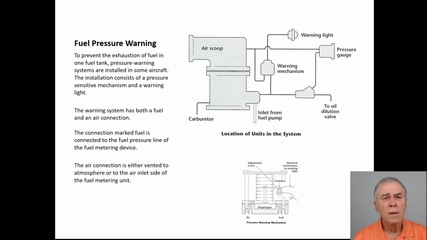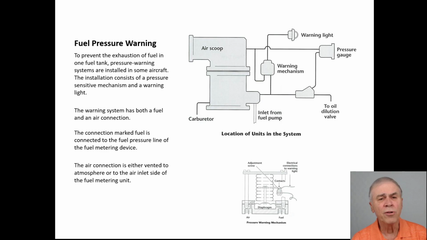To prevent exhaustion of fuel in one fuel tank, pressure warning systems are installed in some aircraft. The installation consists of a pressure-sensitive mechanism and a warning light. The warning system has both a fuel and an air connection. The connection marked fuel is connected to the fuel pressure line of the fuel metering device, and the air connection is either vented to the atmosphere or to the air inlet side of the fuel metering unit. Pretty much everything we've already talked about.